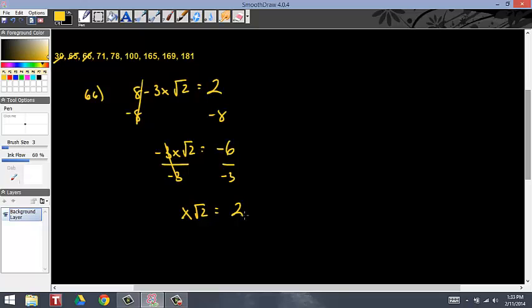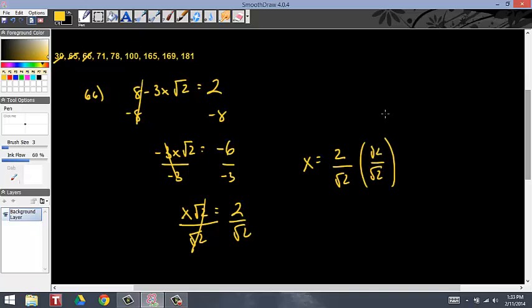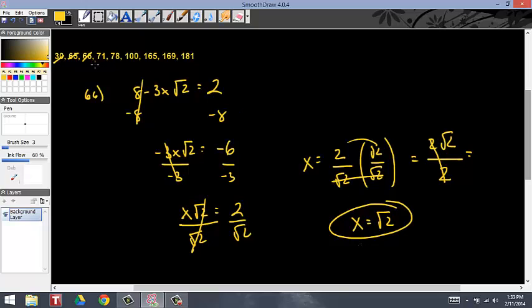So how do I get x by itself when there's a number attached to it? How do I get rid of that number? Cameron, divide by that number. That number just so happens to be rad 2. So you get x equals 2 over rad 2. So you have to rationalize the denominator, and you get a 2 on bottom with a 2 rad 2 up top. The 2's are going to cancel each other out. x equals rad 2 only. That was 66, so 71.